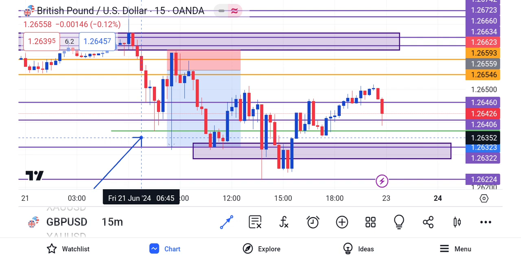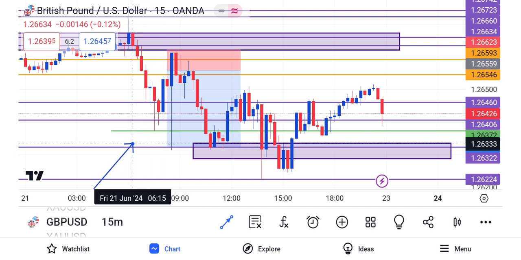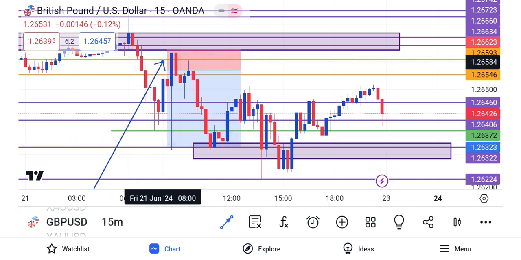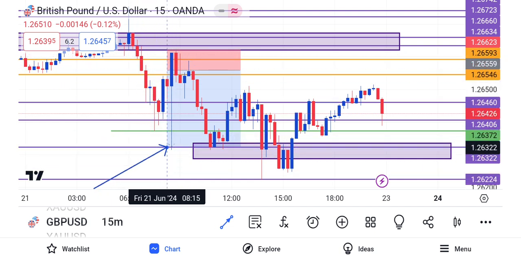So, back in the market, as you can also see this bullish candle, how we melted. Look at that, bro.